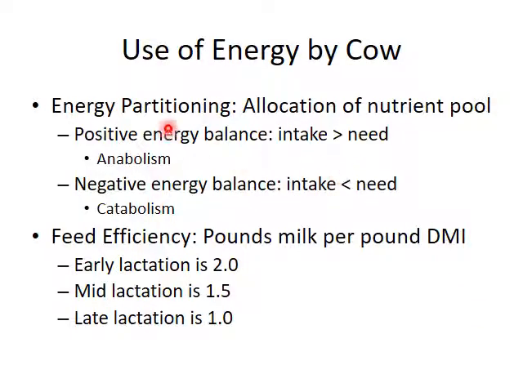So energy partitioning, positive energy balance is intake is greater than the need. We're usually gaining weight, and that's called anabolism. Negative energy balance, intake is less than the need. So we're ripping the body apart. We're pulling stuff off her back. That's called catabolism. So here's the efficiencies, pounds of milk per pound of dry matter intake. That's overall diet efficiency compared with overall milk production.